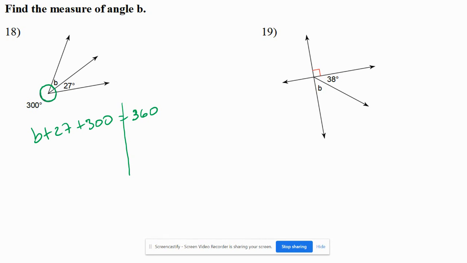Let me separate through the equal sign. I'm going to combine my like terms. When it comes to b's, when it comes to letters, I only have a b. When it comes to numbers, I have 327. And I know this is equal to 360. To get the b by itself, let me subtract 327. Now 360 minus 327, that should give you 33.